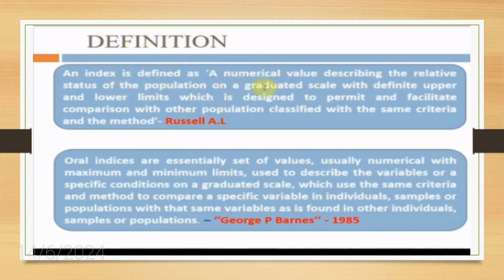It is like a scale with graduations in between with definite upper and lower limits. For example, in OHIS index, upper limit is 6 and lower limit is 0. Why we are using this is to facilitate comparison with other population classified with the same criteria and the method. So comparison with different groups is what the indices are made for. That is the definition we need to learn by heart.